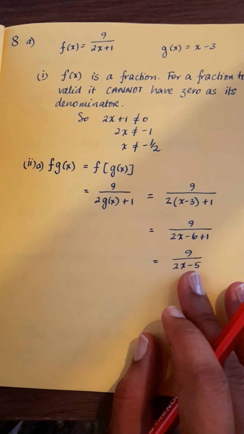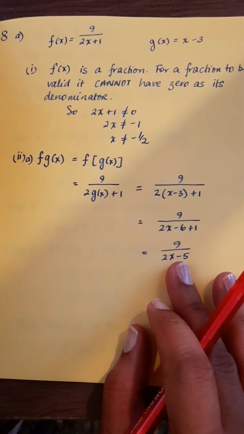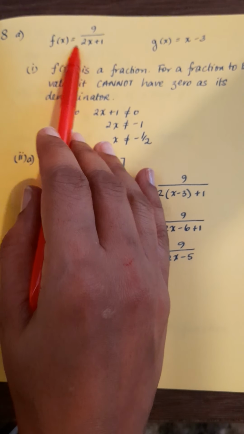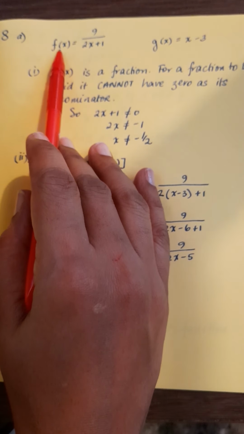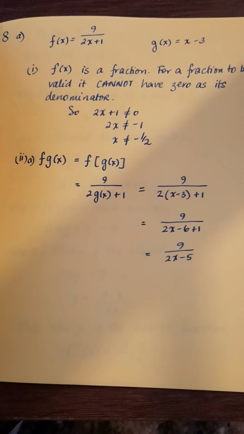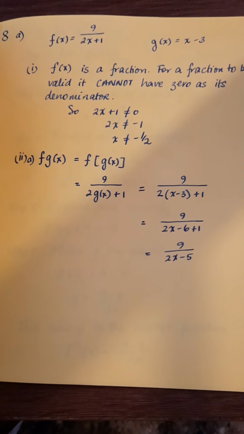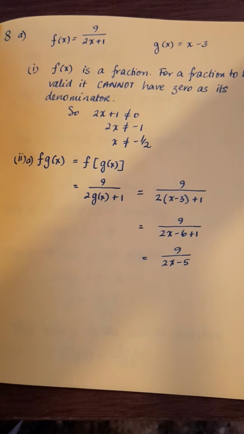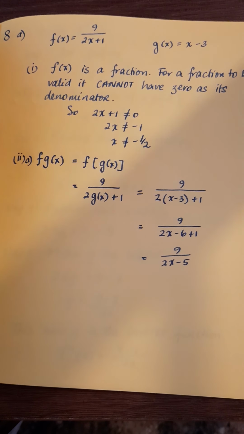Alright, so this is question 8, June 2019. Functions question. We finally started section 2. So f of x is 9 over 2x plus 1. G of x is x minus 3. They want one value that x cannot be in f of x. That is not going to be in the domain. So I've given a little explanation there.